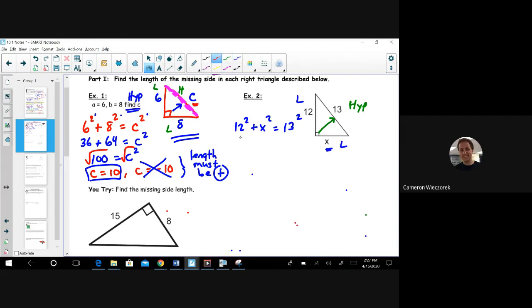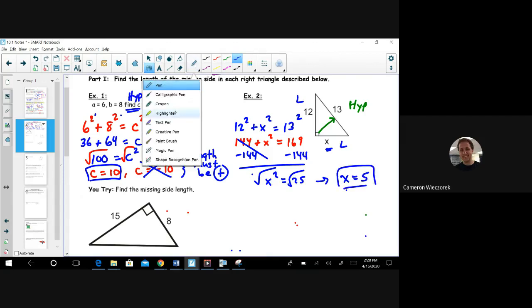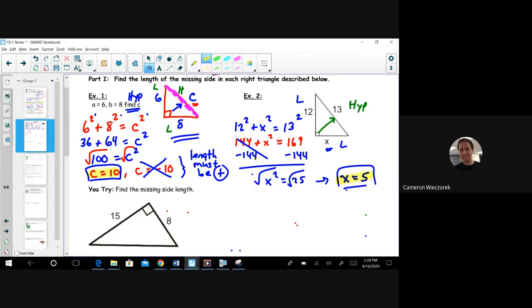This time they actually gave us the length of the hypotenuse, and we're solving for a leg. So I'm going to simplify. 12 squared is 144, plus x squared equals 13 squared is 169. And I'm going to solve this like a quadratic. I'm going to subtract 144 from both sides. I get x squared equals 25. Square root both sides. Again, it would normally be plus or minus 5, but since it's side lengths, I'm only going to use positive 5. I'm not going to use negative 5. So those are my first two.